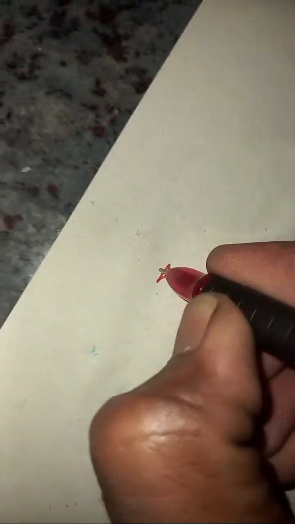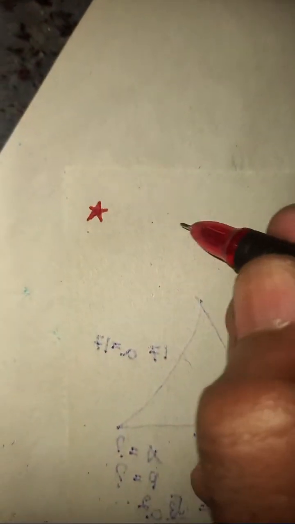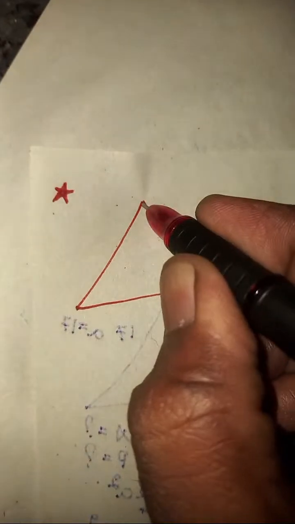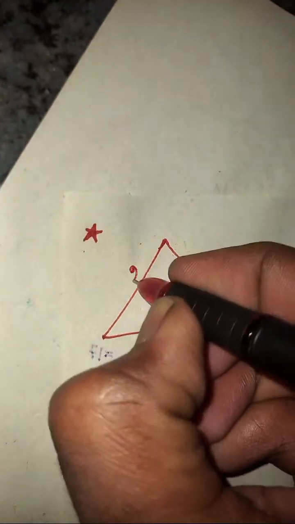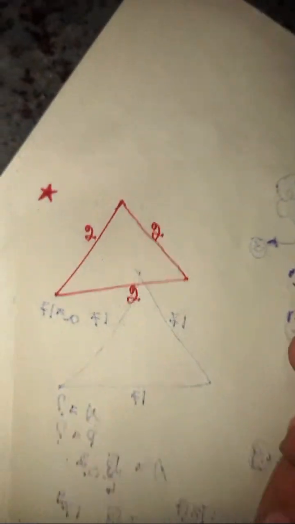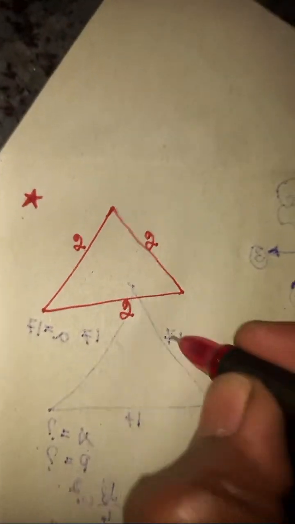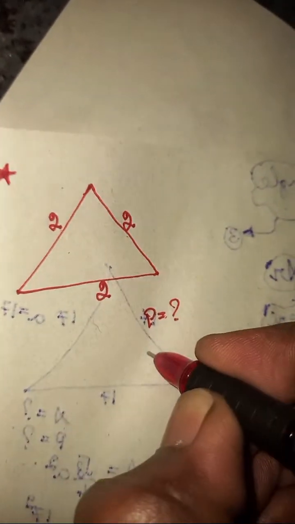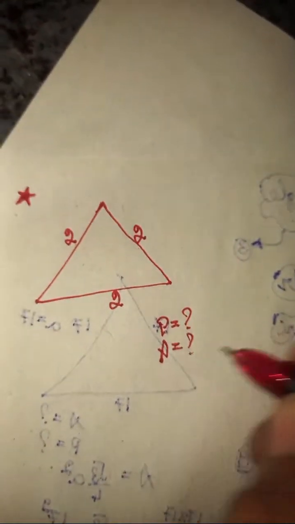I start by taking more problems. Here I take the next triangle. In this triangle, all sides are equal to 2 units. Then find out the area and perimeter. Same thing, perimeter and area.